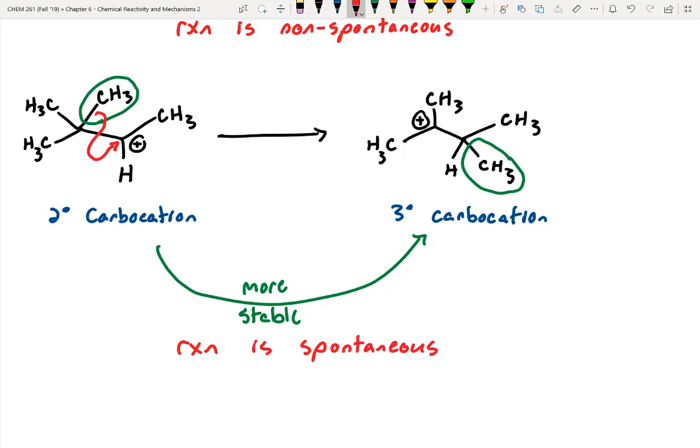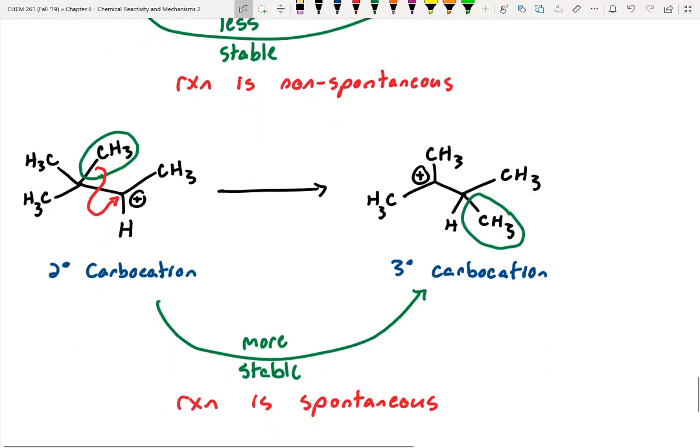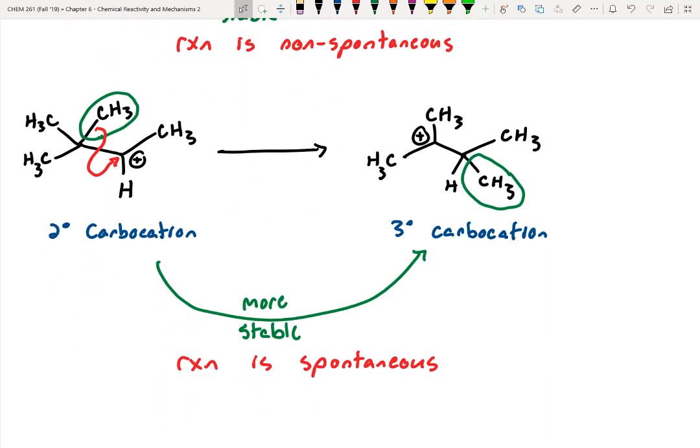All right, there's a couple things you really have to pay attention to with these. You notice how in the top example, I moved a hydrogen that was next door to the carbocation. And in the bottom example, I moved a methyl group that was next door to the carbocation. We can only move next door atoms or groups. So let's make a note of that.